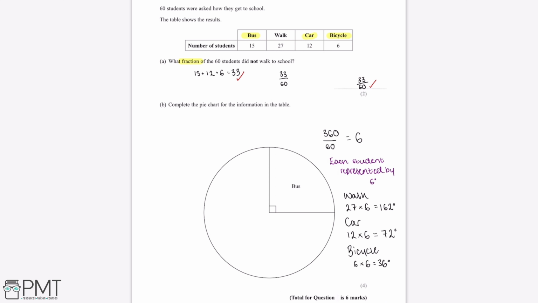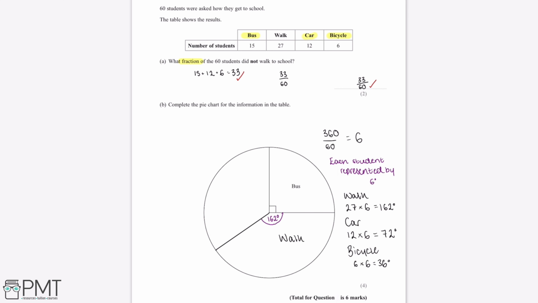Now the final thing we need to do is fill this information into our pie chart here. And to do this we're going to need to use a protractor. Now what we'll do is we'll place the protractor on this line here and then draw a line at 162 degrees. And we can write in that this section is the number of students which walked to school.